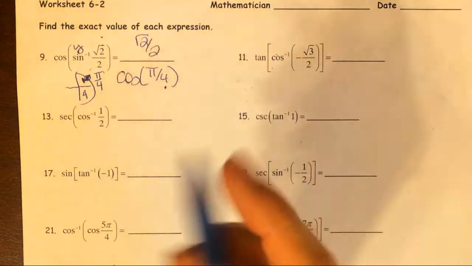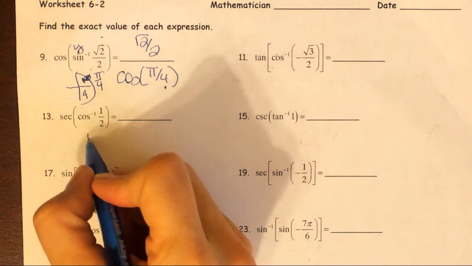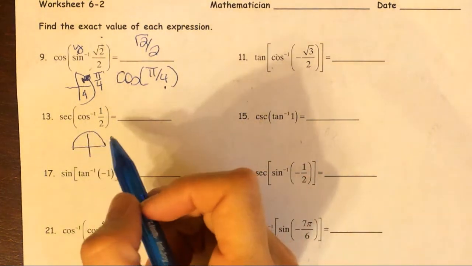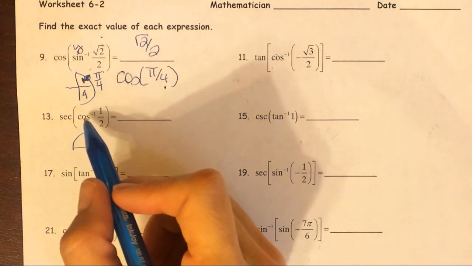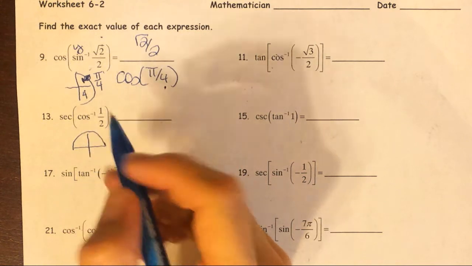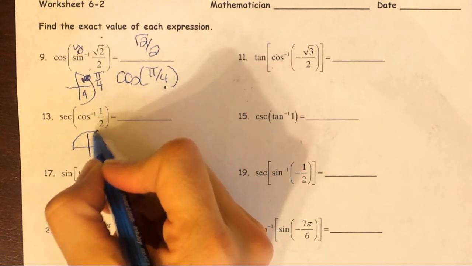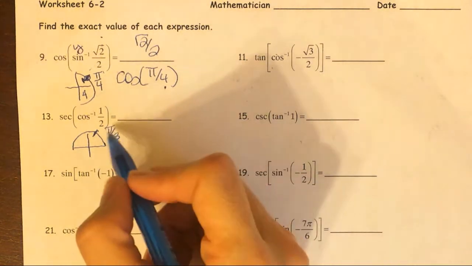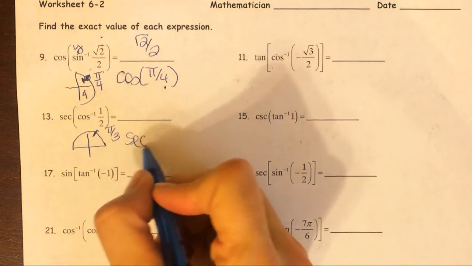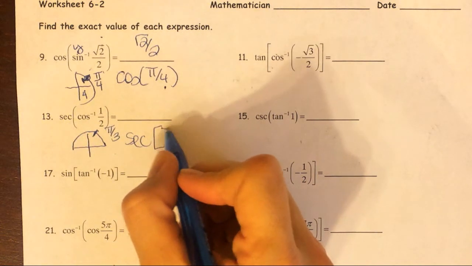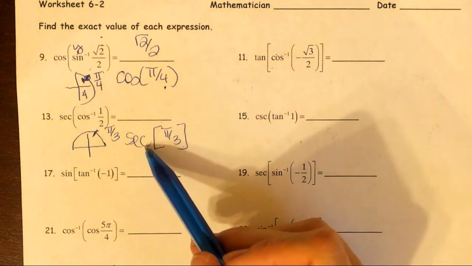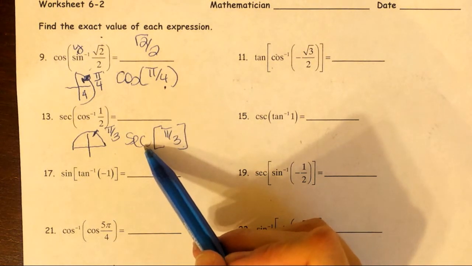Number 13 says cosine inverse. So now I'm thinking quadrants 1 and 2. Where in quadrant 1 and 2 does cosine, which is x, equal 1/2? Cosine equals 1/2 up here at pi over 3. So I'm going to take that answer, pi over 3, and do the outside to it. It says at pi over 3 that I'm going to do secant.